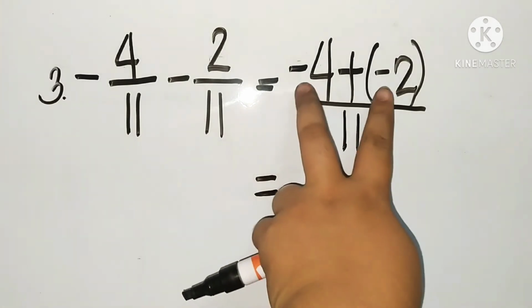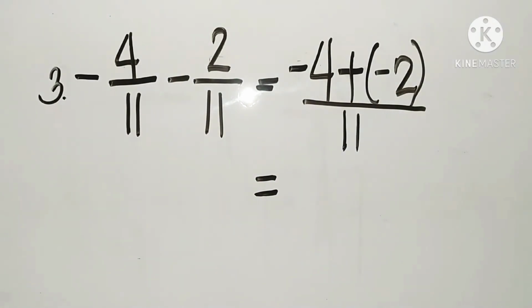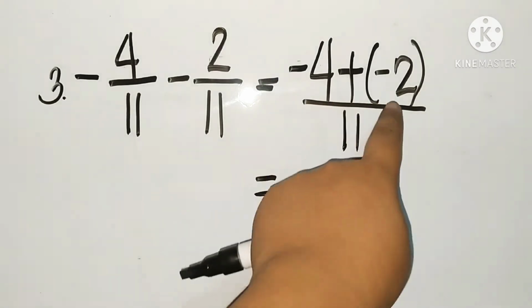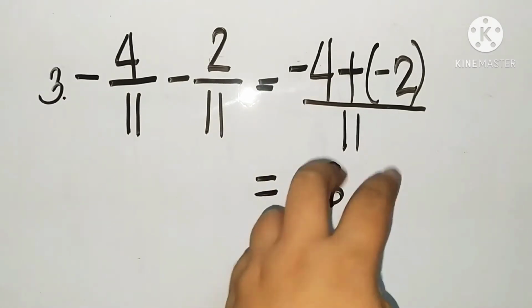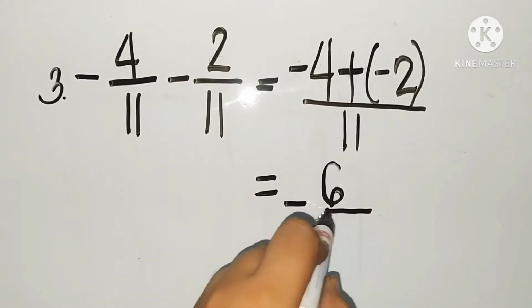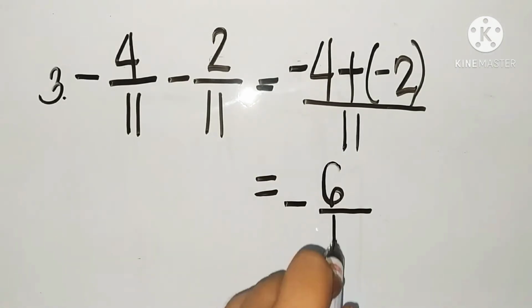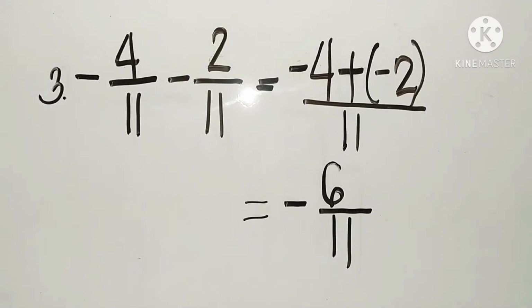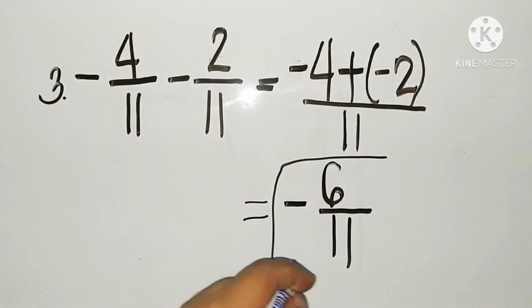Since pareha silang negative, so what we're going to do is add the numbers. 4 plus 2, that is 6. Keep the sign since pareha silang negative, so magiging negative 6 over the denominator, which is 11. So the answer is negative 6 over 11. Since wala namang common factor yung 6 and 11, we leave it as it is. Ito na yung final answer.